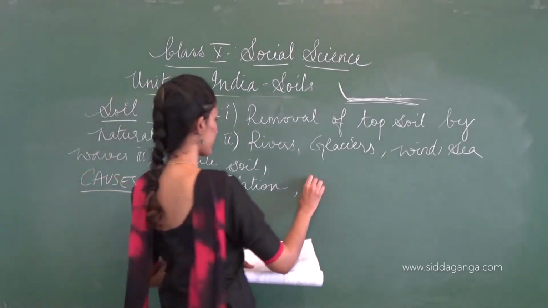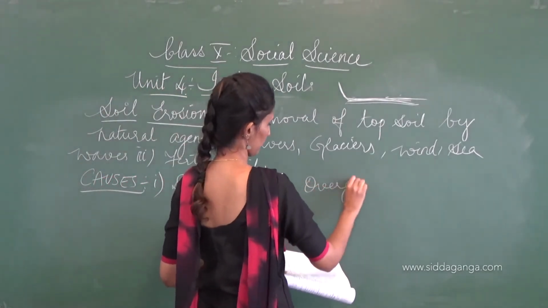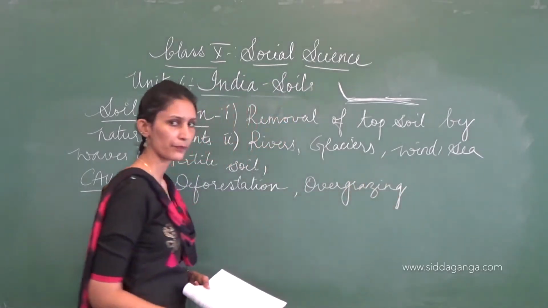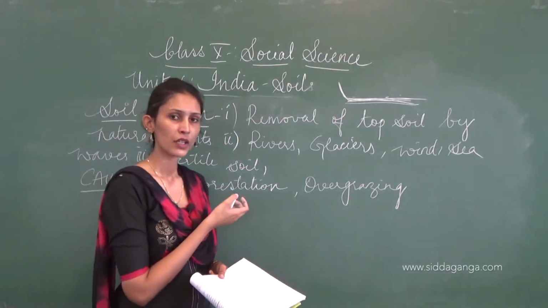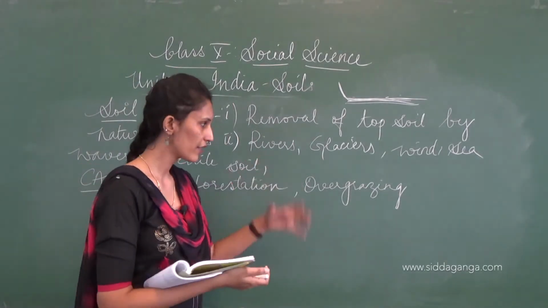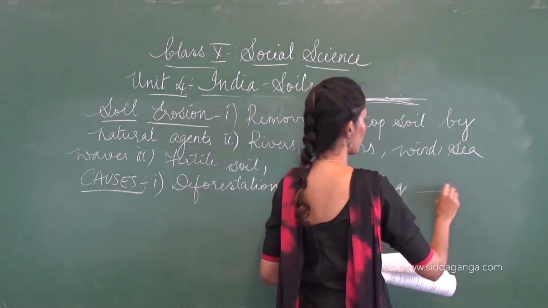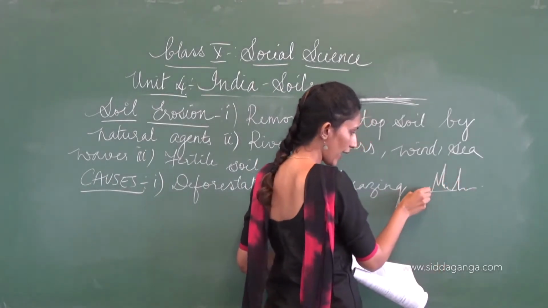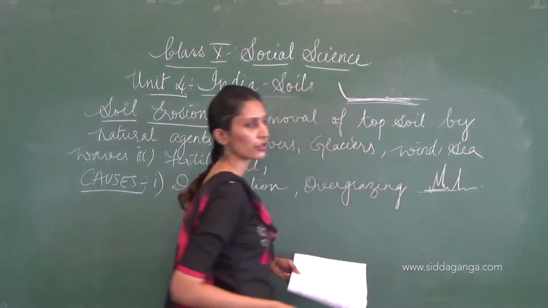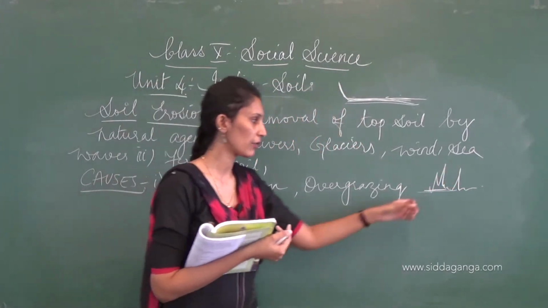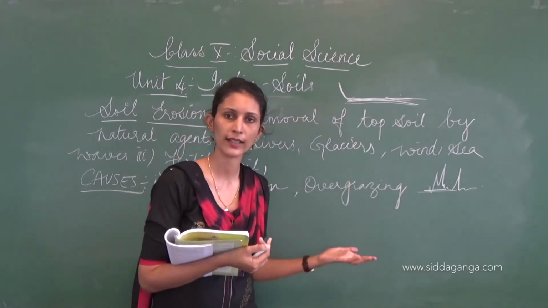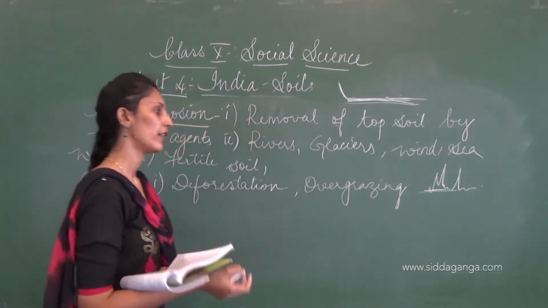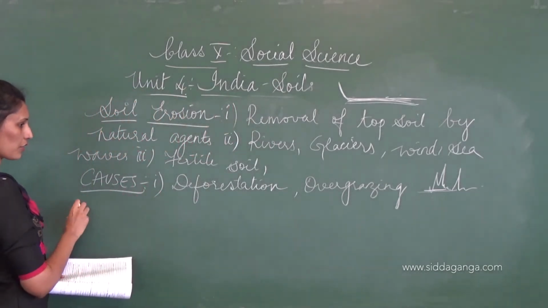Next is overgrazing. Now when animals are left for grazing, that's to eat grass, what do the animals do? Even if there is grass grown tall over here, the animals go and eat this portion too. So where is that portion? That portion is near the soil. So because of the overgrazing that is done, there is a cause for soil erosion.